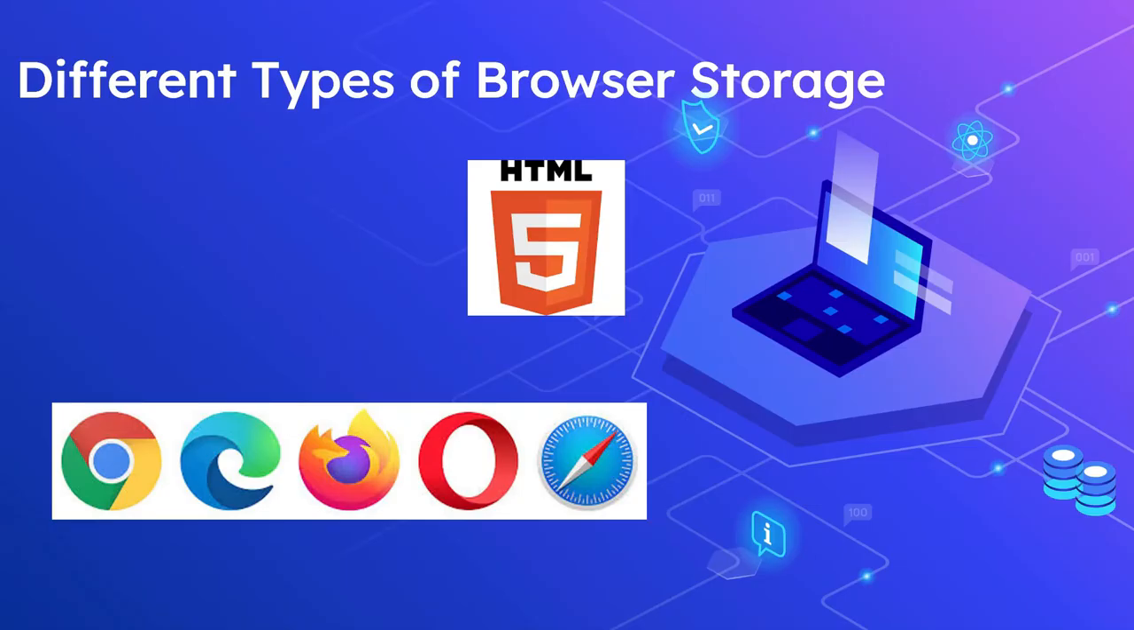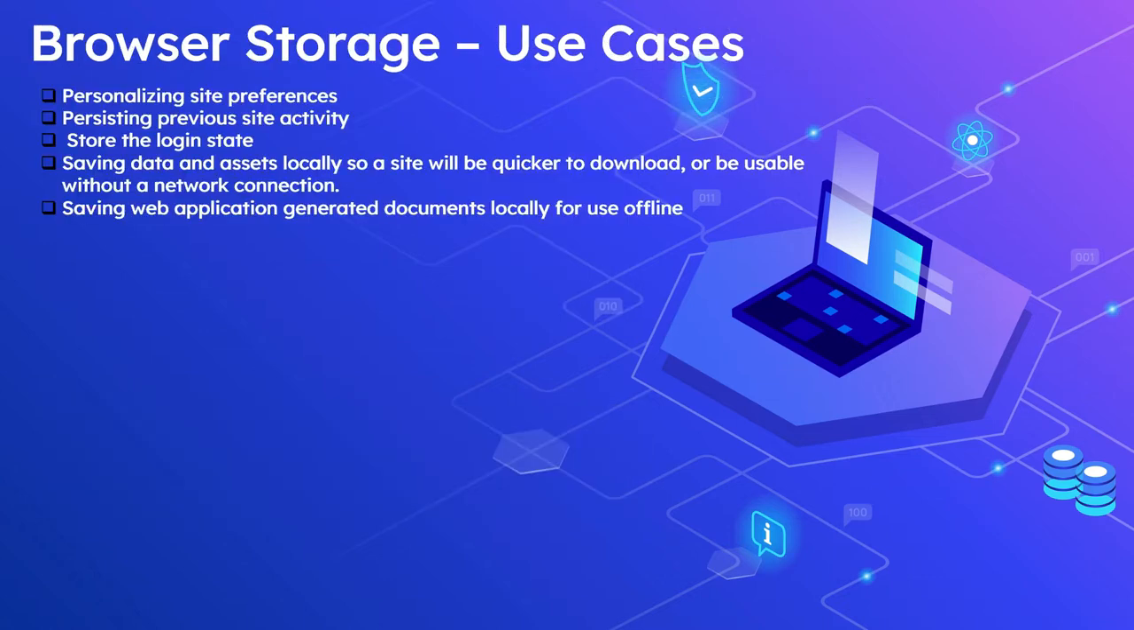In this video, let us talk about different types of browser storage. Web browsers enable a number of ways for websites to store data on the user's computer, obviously with the user's permission, then retrieve it when required. This allows website owners to persist data for long-term storage, save sites or documents for offline use, retain user-specific settings and more. Let us see some of the important use cases for browser storage.